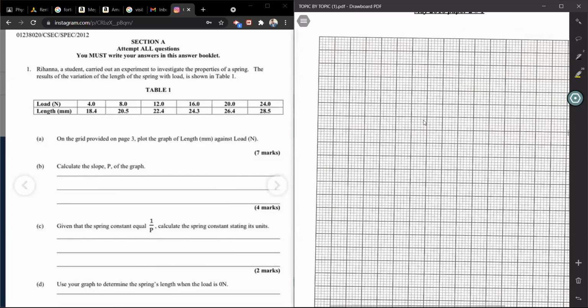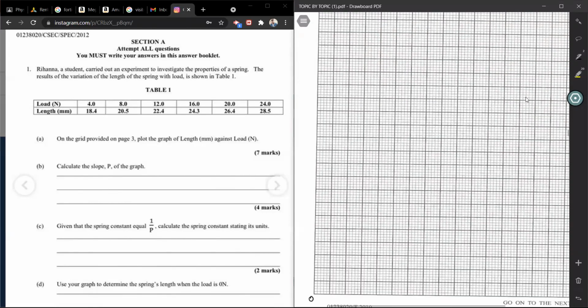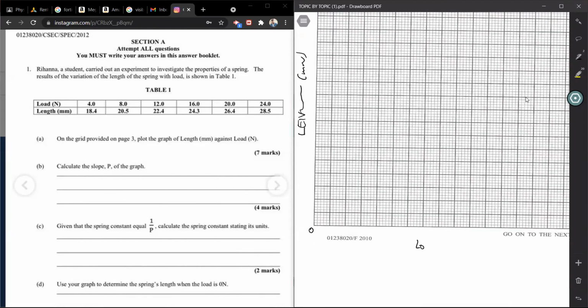First thing, what am I putting on what axis? Length is Y, load is X. So put length on the Y axis and load on the X axis. All right, so length is on my Y axis and load is on my X. This is length, measured in millimeters. And this is load, and load is measured in newtons.